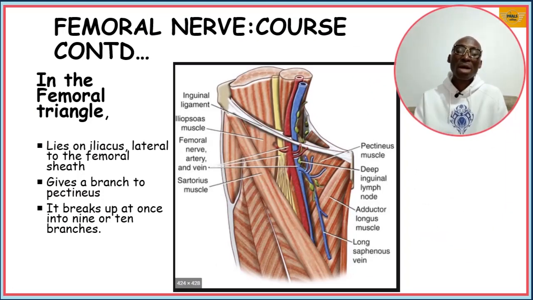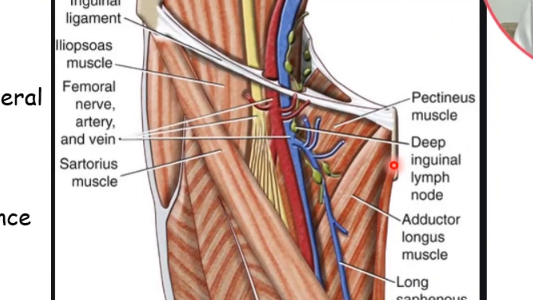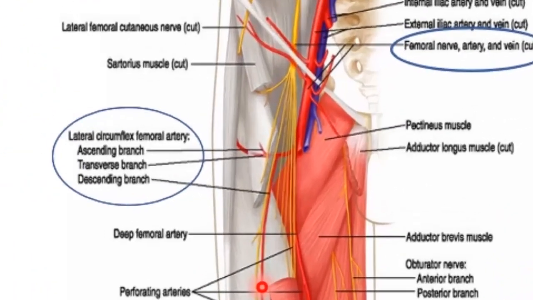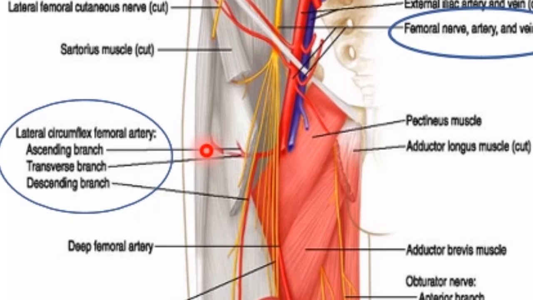Now, here we'll be looking at the femoral nerve within the femoral triangle. The femoral nerve will be seen lying on the iliacus, that's the iliacus, that's the femoral nerve. And then we'll also see it giving a branch to the pectineus muscle. It is actually the nerve of the anterior compartment of the thigh. Earlier on, we noted that the femoral nerve divided into its 9 branches. This was done very close to a branch of the femoral artery called the lateral femoral circumflex artery. That's the lateral femoral circumflex artery here.